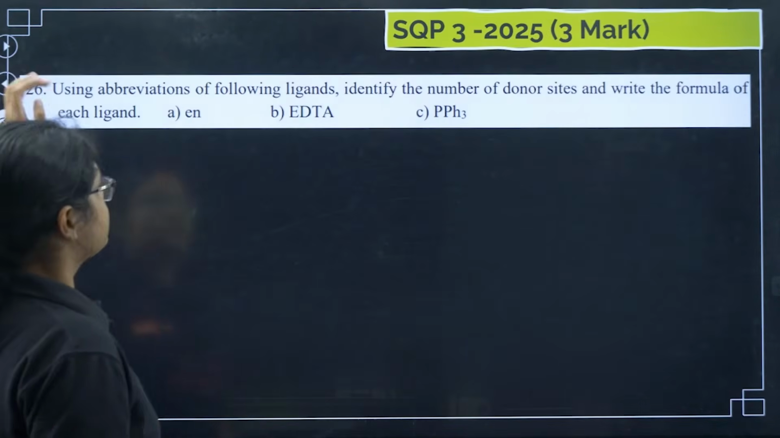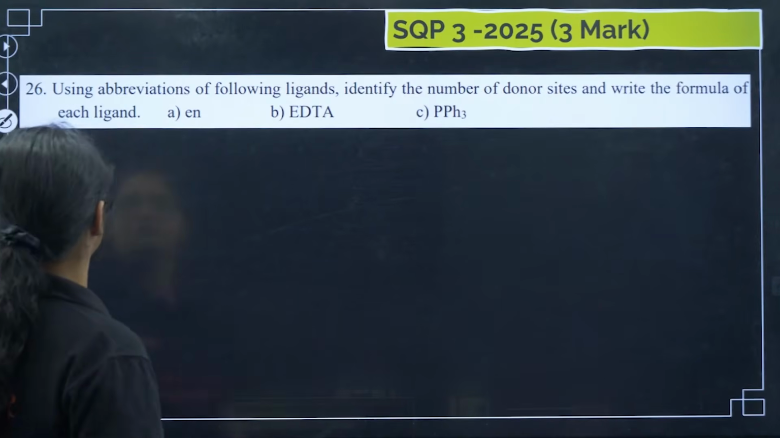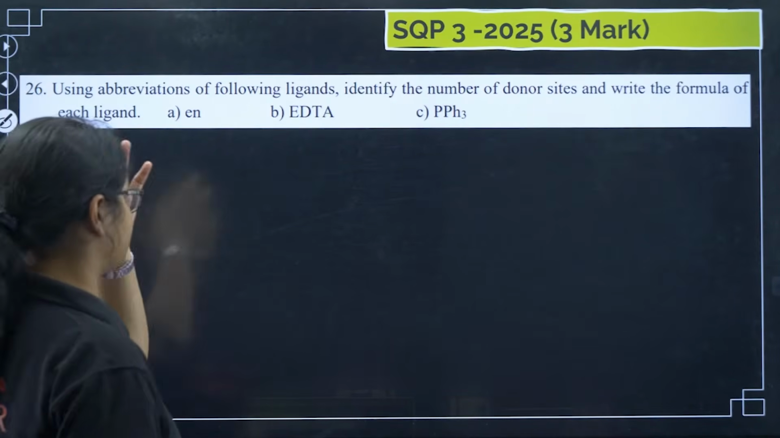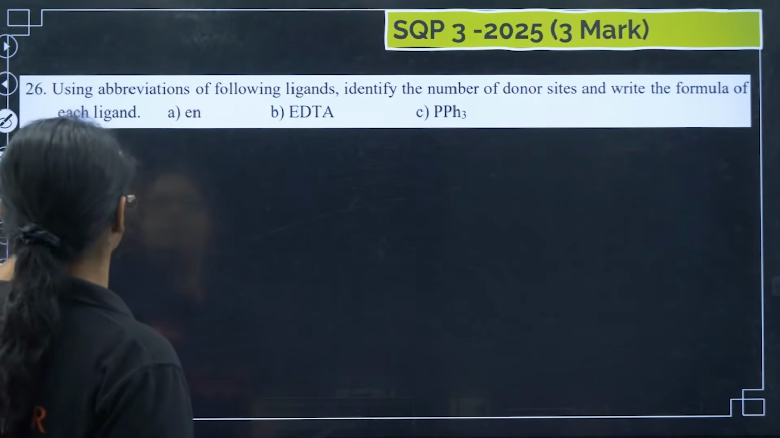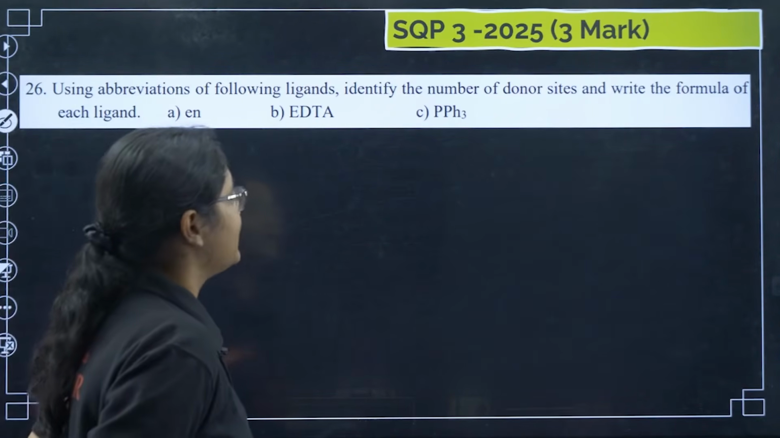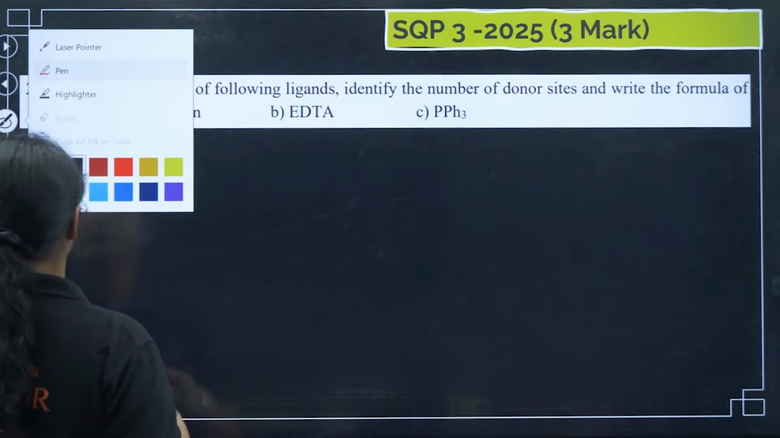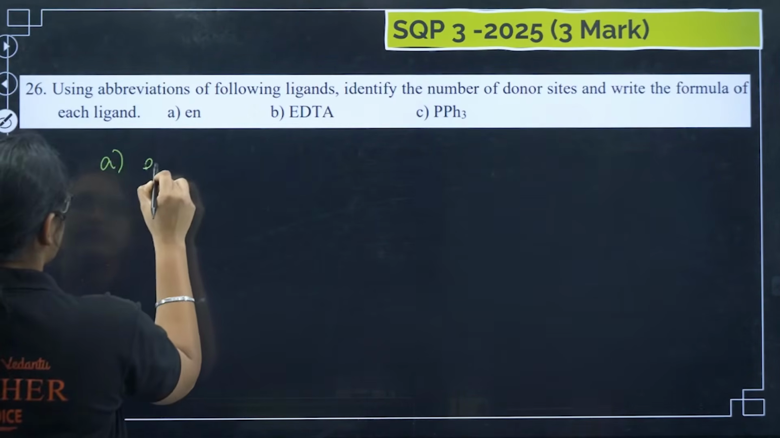Okay, next question will come to sample question paper 3 of 2025. The question was, okay, this was the first, I have taken this MCQ question. Okay, no, not MCQ. Using abbreviations of the following ligands, identify the number of donor sites and write the formula of each ligand. Okay, so first one is En.